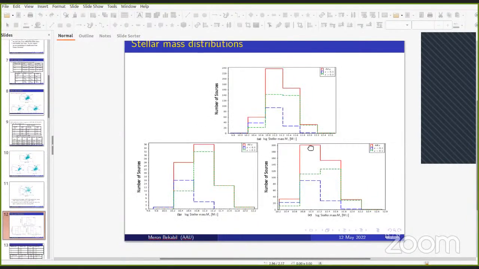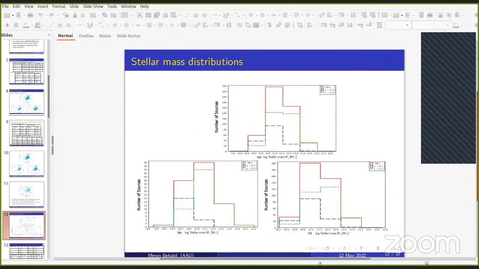Now we just see the distributions of each of them. For example, one of them is the stellar mass distribution. Again, I divided everything into three redshift ranges, the low redshift and the high redshift. The red one, what you see, is the whole redshift range. This is the stellar mass distribution, and this is the number of sources. This is for AGN, this is for Sy2, and this one is for LINERs.